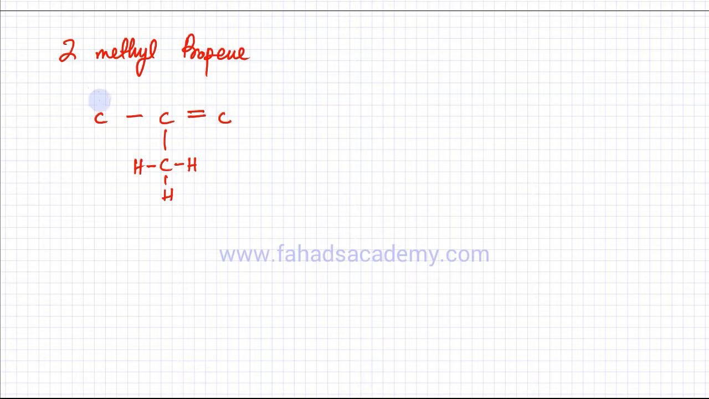So if I have 2-methylpropene, that means propene means that there are a total of 3 carbon atoms, and propene means that there's going to be a double bond. It's an alkene, and 2-methyl means there's a branch of methyl on the second carbon atom, so there's going to be 1 carbon atom. Meth means 1 carbon atom, and I'm going to complete the bonds by drawing all the hydrogen atoms.